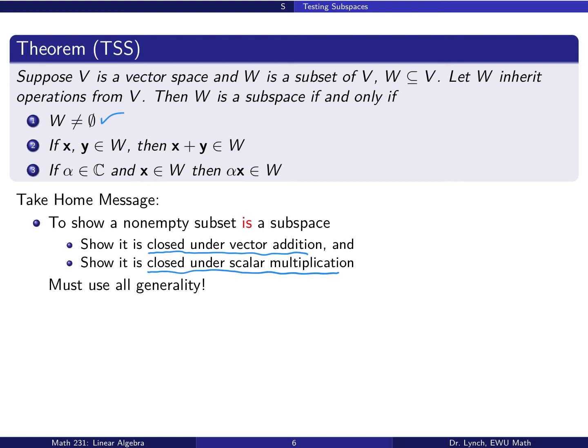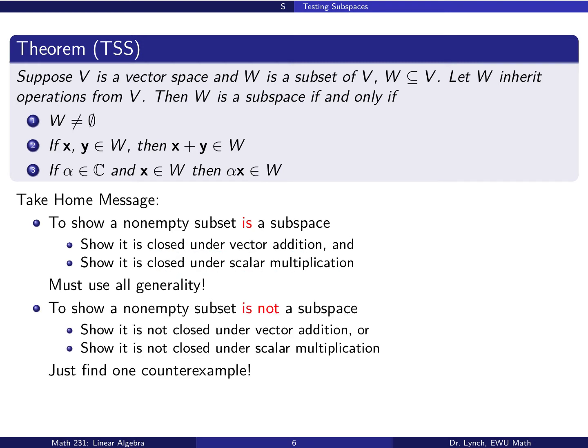Now, of course, if you want to show that a subset is not a subspace, all you have to do is find one counterexample, one set of vectors or one pair of vectors that illustrates it's not closed under vector addition, say, or one vector from the set such that multiplying by a scalar leaves the set.